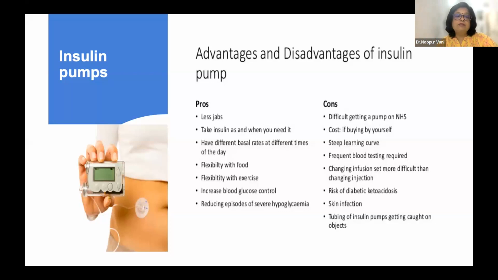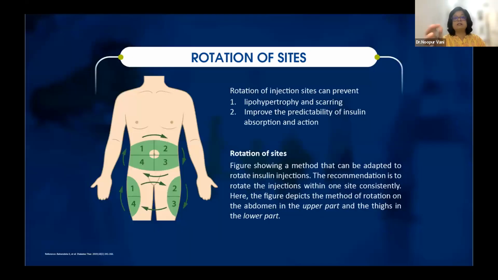And of course, if there's a block in the tubing, it can lead to a stop in the insulin flow to the person, and then it can cause the risk of diabetic ketoacidosis. Skin infections can occur also. So everything has a good and a bad aspect, and this is the bad aspect.